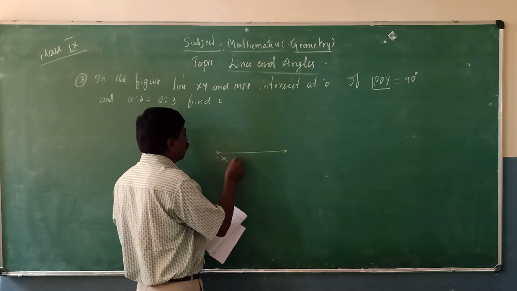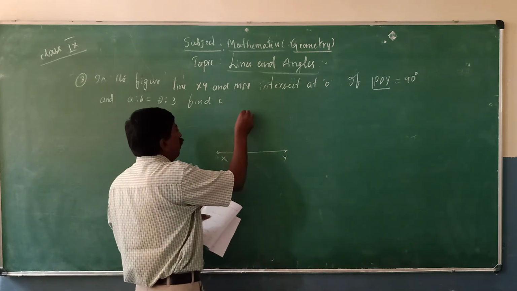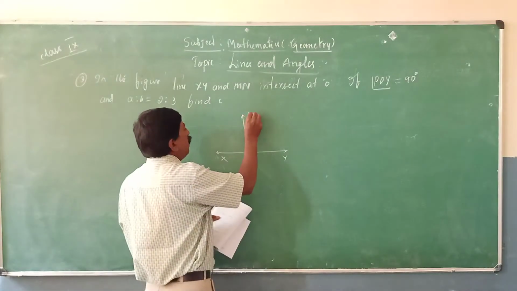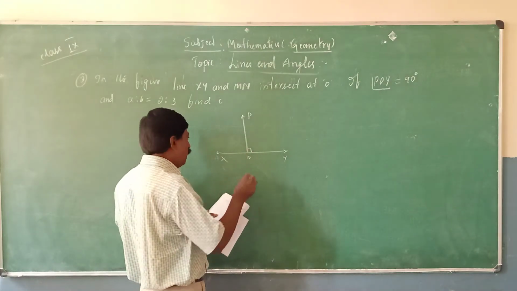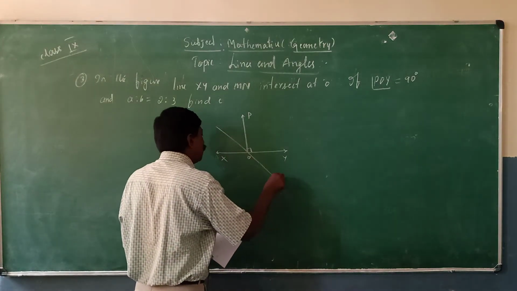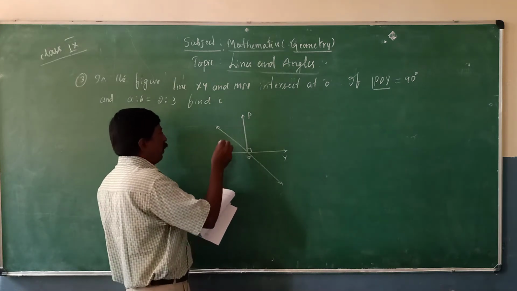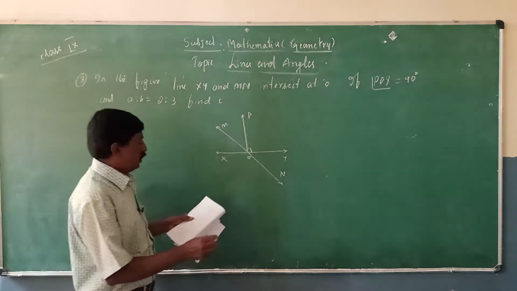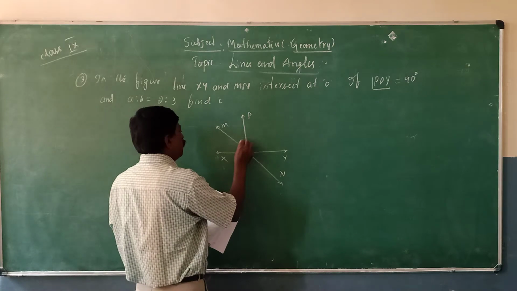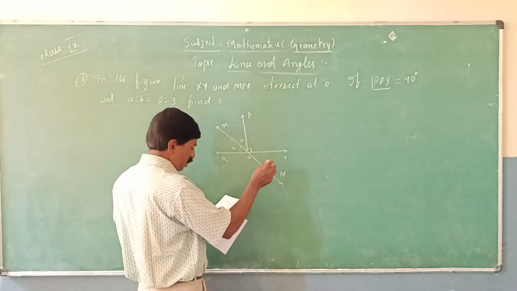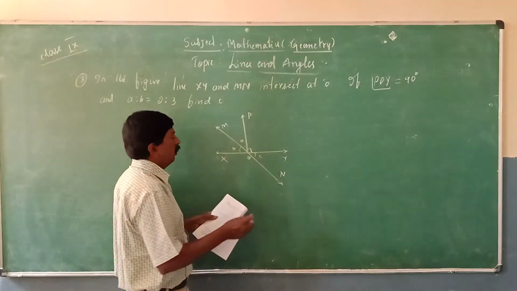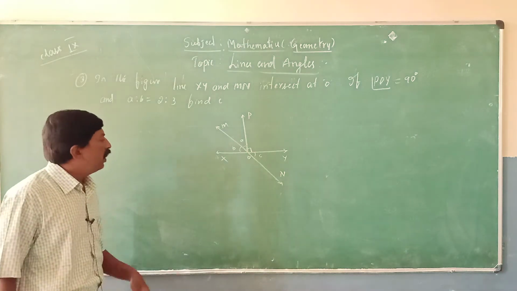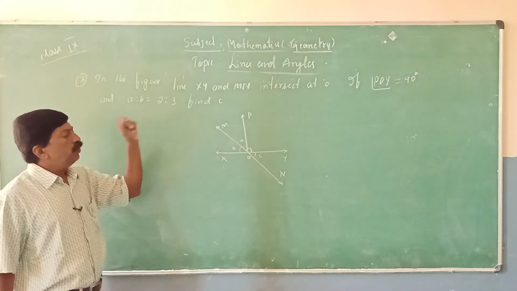Yes, this is an XY line and one line which is perpendicular to XY, that is OP. OP is perpendicular to XY, this angle is 90 degree, and another ray is passing like this, that is MN. MN and XY are two intersecting lines. Now here this angle is A, this angle is B, and this one is C. You can find C. If you find B, very easily you can get C. Now observe here, A is to B is 2 is to 3.